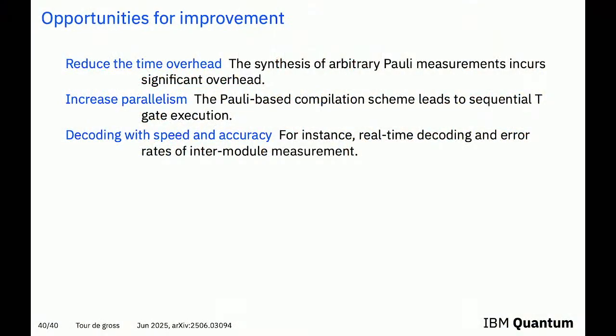So one thing that we would like to improve is the speed and accuracy with which the decoder works. And as we saw, it's still quite slow to simulate in software for the larger systems that we're interested in, say the inter-module measurements or the in-module measurements for a two gross code.